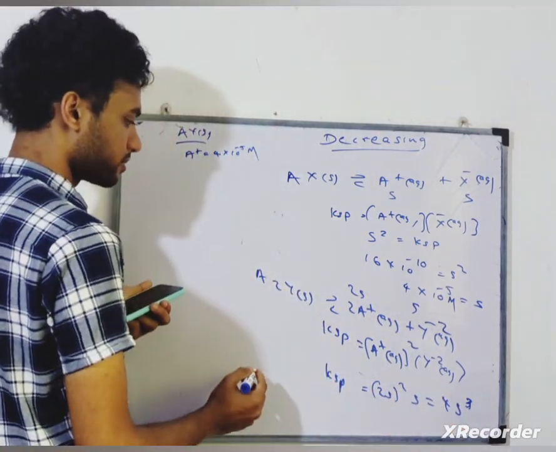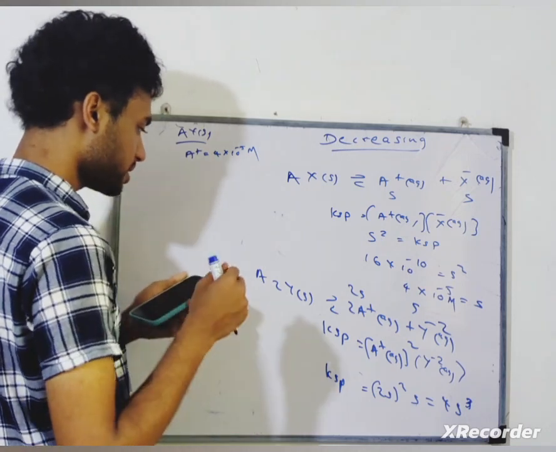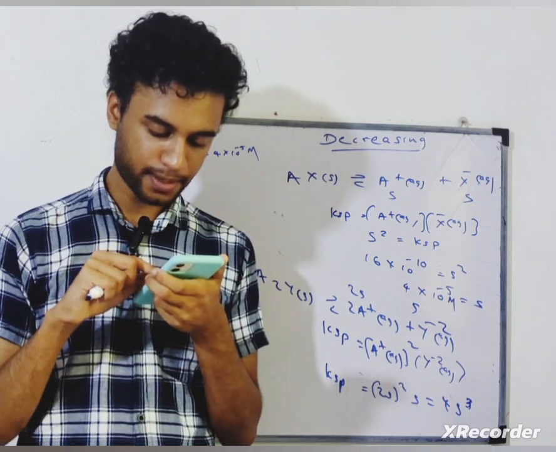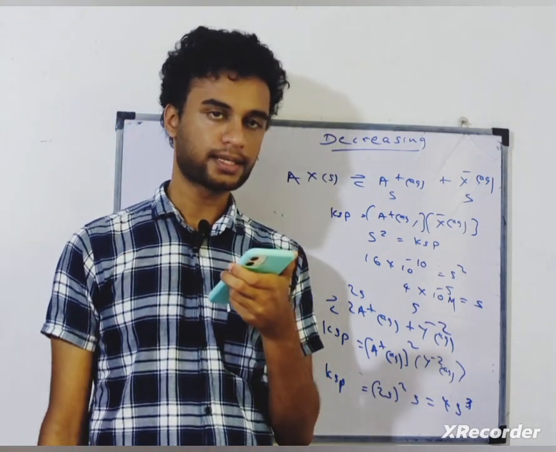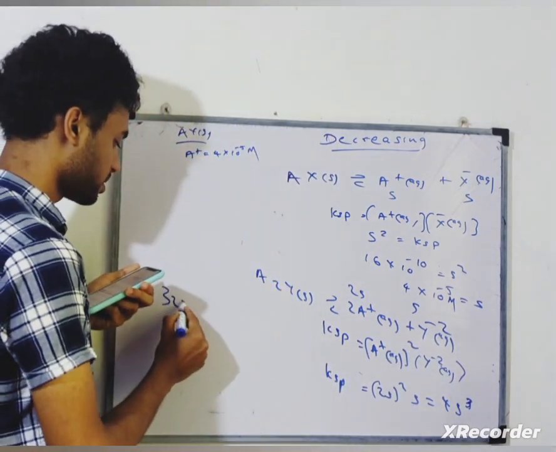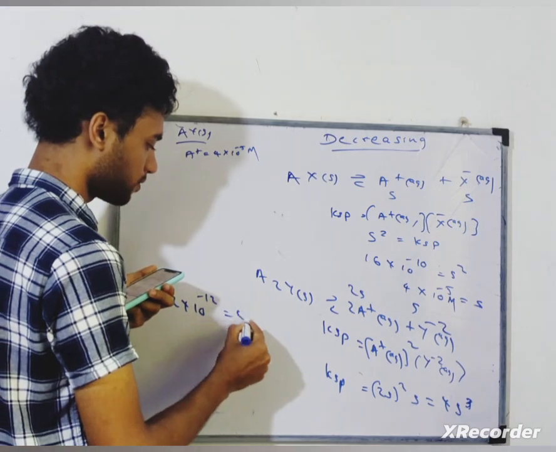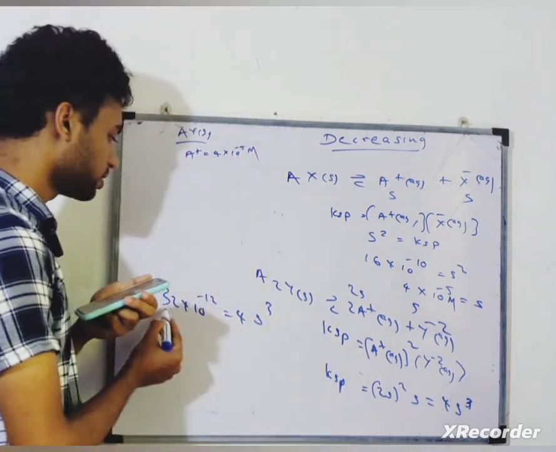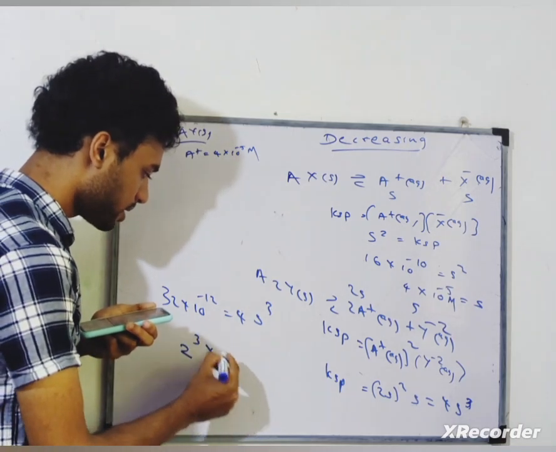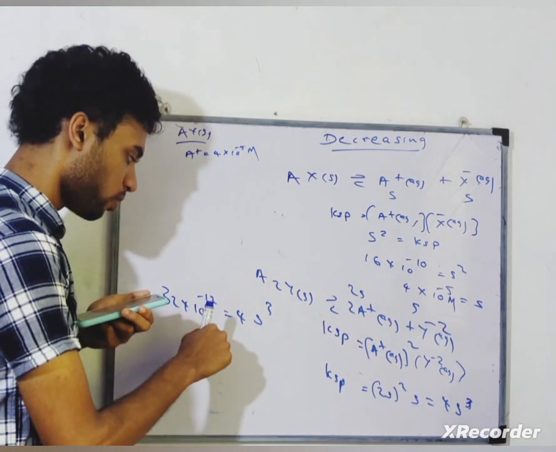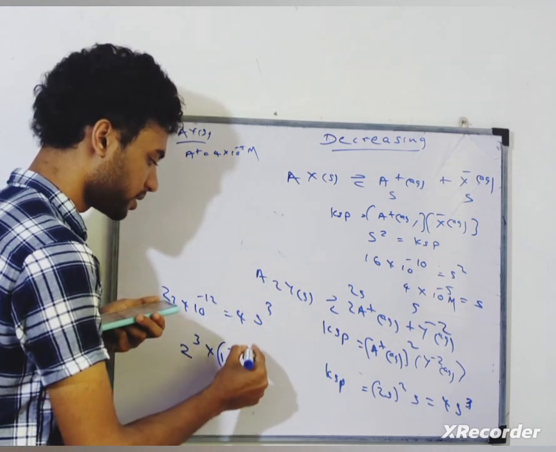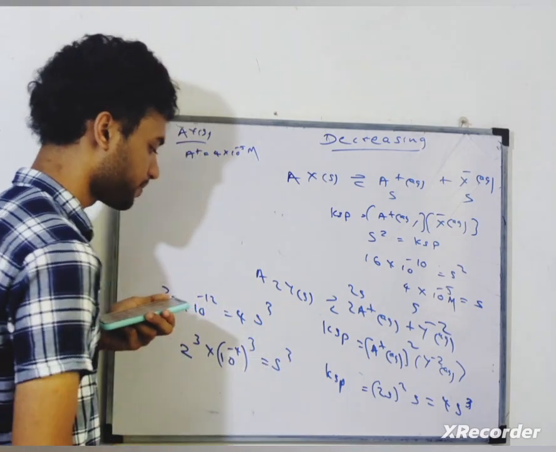Now, we know Ksp of A2Y solid is 3.2 times 10 to the minus 11. That means 32 times 10 to the minus 12. That's equal to 4 times S cubed. Then 32 divided by 4 is 8. 8 can be written as 2 cubed, times 10 to the minus 12, which means 10 to the minus 4 cubed. I can have the same power. 2 times 10 to the minus 4 cubed is equal to S cubed.